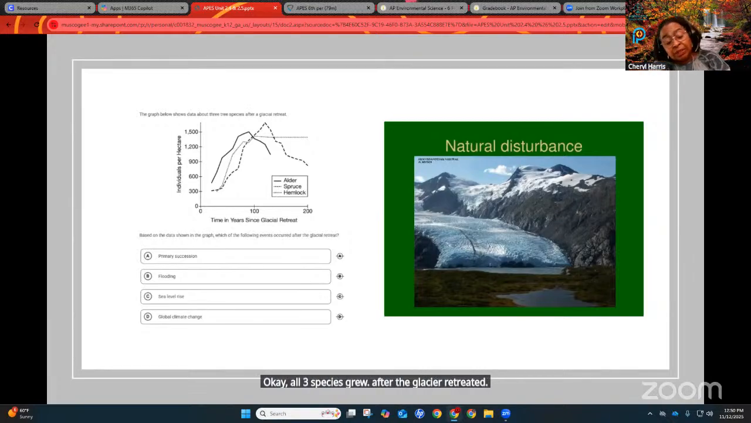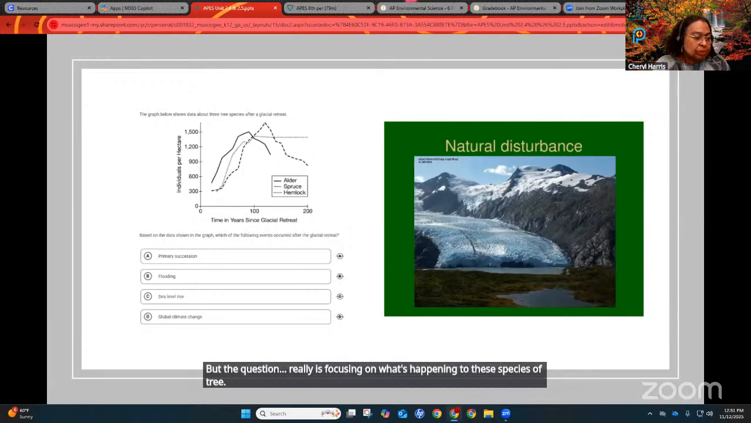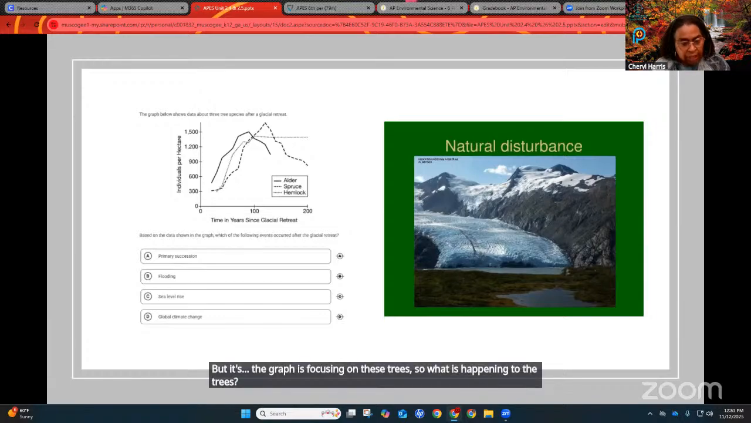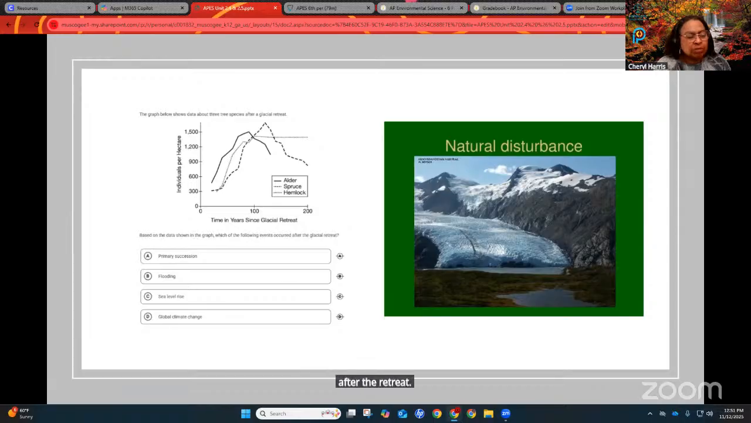Okay, and the question here, like for the other three answers, those things might have happened, but the question really is focusing on what's happening to these species of tree. So I can see why maybe you might have made other choices, but the graph is focusing on these trees. So what is happening to the trees after the retreat? That's where your focus needs to be with that question. Anybody have another thought?